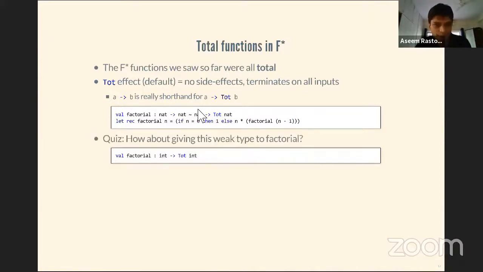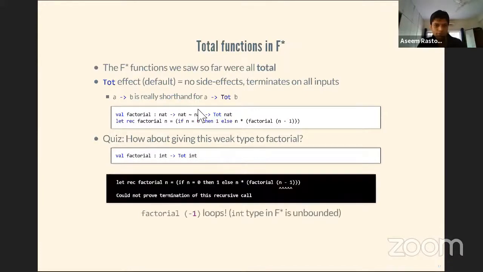Okay, so now we can try giving another type to factorial. Let's say I wanted to give factorial the type int -> int instead of nat -> nat. If we try to do that, F* comes back with an error. F* says it could not prove that the recursive call factorial (n-1) terminates. This is indeed the case, because if we called factorial with -1, then this function is going to loop, because it is never going to come back. So it violates the Tot annotation because this function is not going to terminate. Int types in F* are unbounded. They are really mathematical integers.